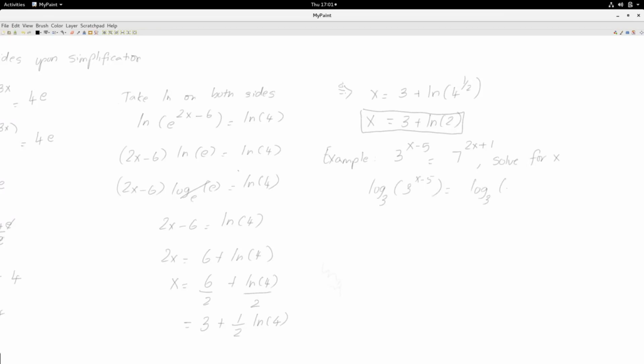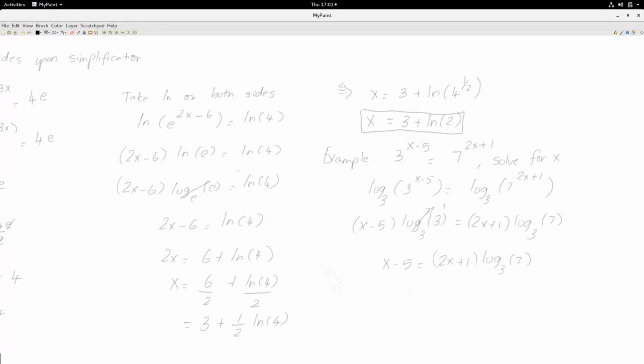And I could use the power rule and move x minus 5 out of the logarithm. That leaves me with x minus 5 times log base 3 of 3, which is equal to, power rule again, 2x plus 1 times log base 3 of 7. Log base 3 of 3 is just 1. So x minus 5 would be equal to 2x plus 1 times log base 3 of 7.